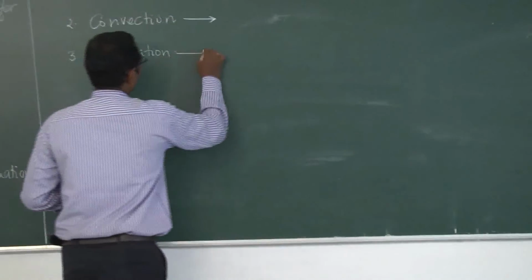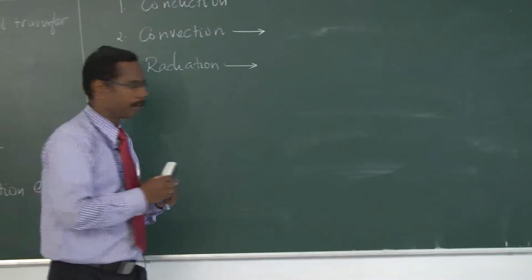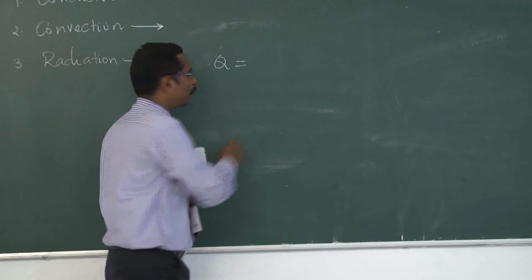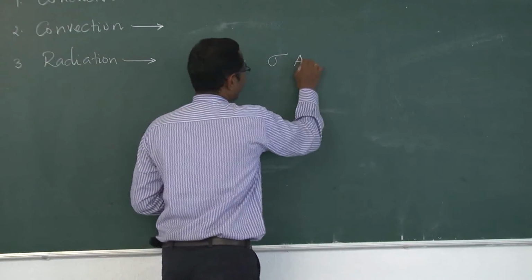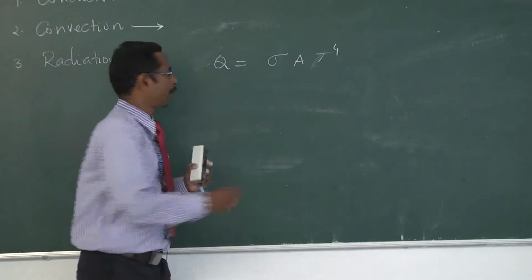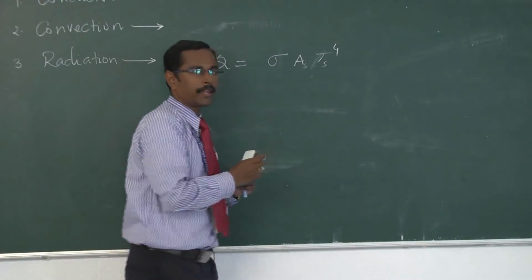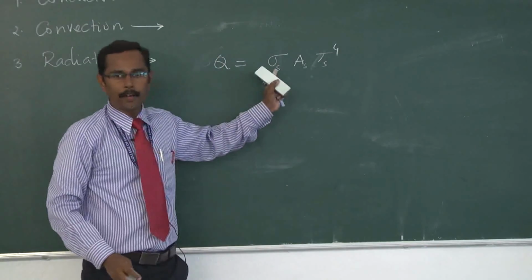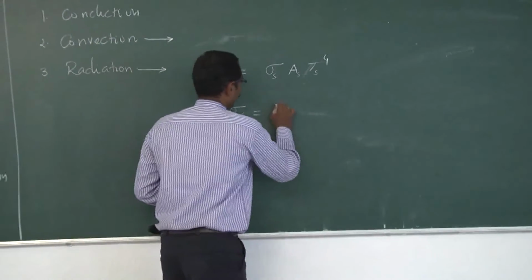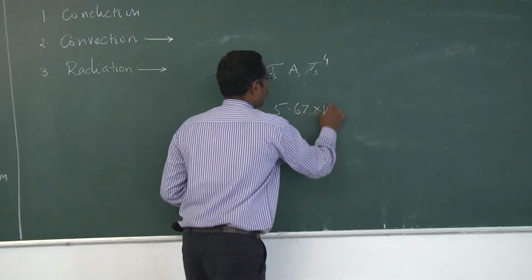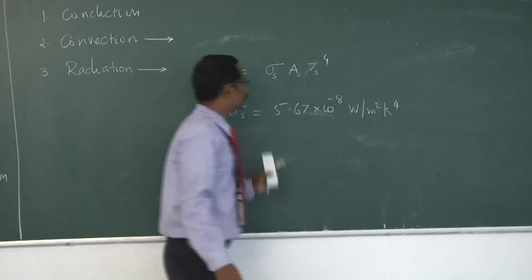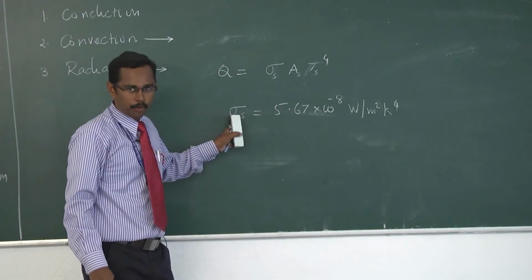Now, the law behind radiation heat transfer is the Stefan-Boltzmann law, in which Q is equal to sigma into A into T to the power 4. This is for a black surface, with the temperature of the surface and the surface area, and we are using the Stefan-Boltzmann constant. The value of the Stefan-Boltzmann constant is 5.67 into 10 power minus 8 watt per meter squared Kelvin power 4.